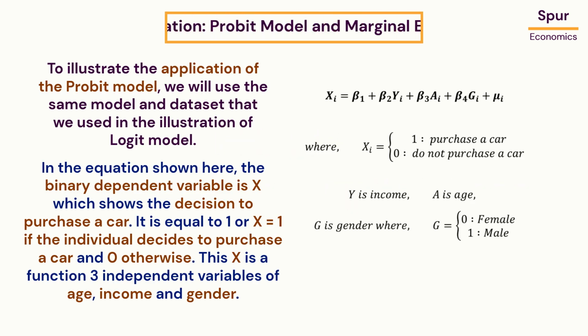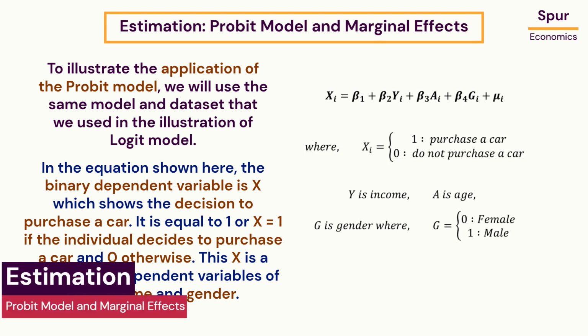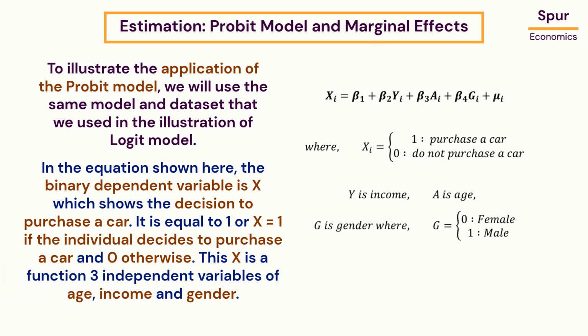To illustrate the application of the Probit model, we will use the same model and dataset that we used in the illustration of the logit model. In the equation shown here, the binary dependent variable is x, which shows the decision to purchase a car. It is equal to 1 if the individual decides to purchase a car and 0 otherwise. This x is a function of 3 independent variables: age, income, and gender.